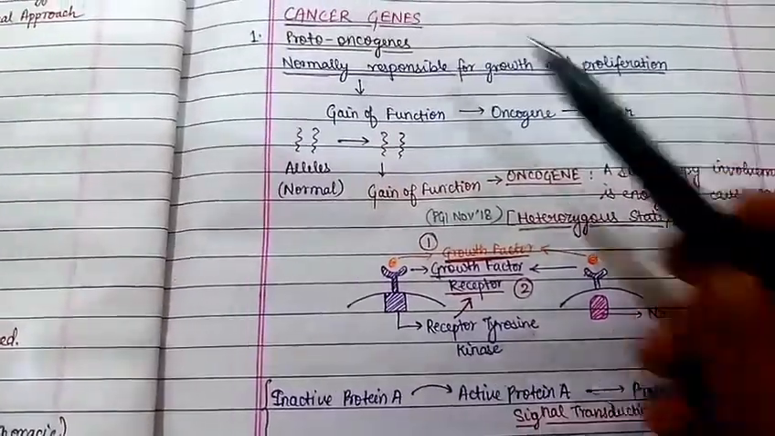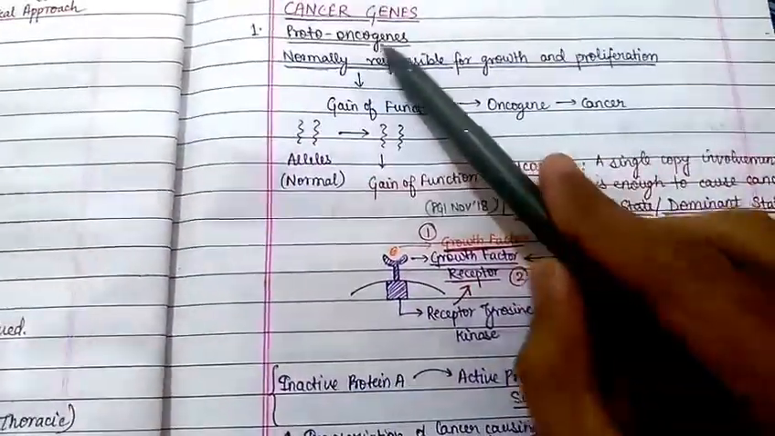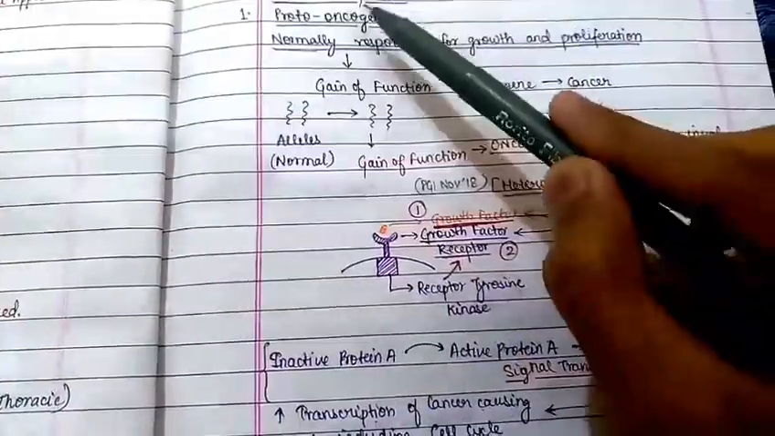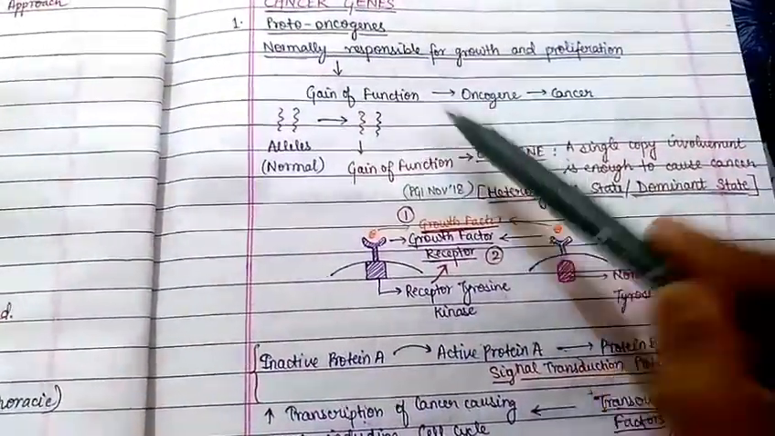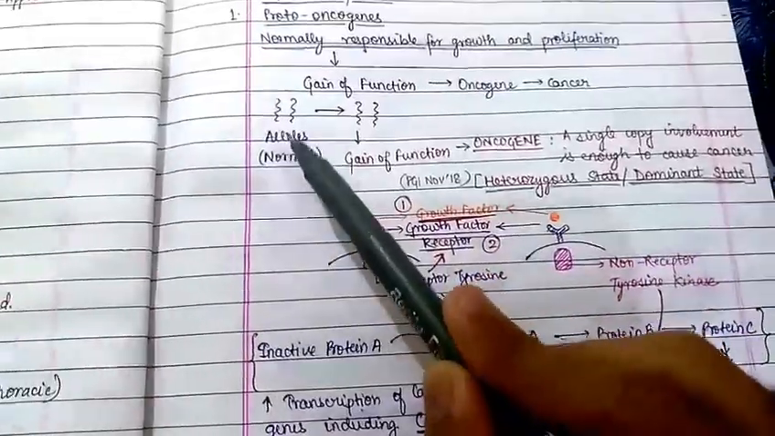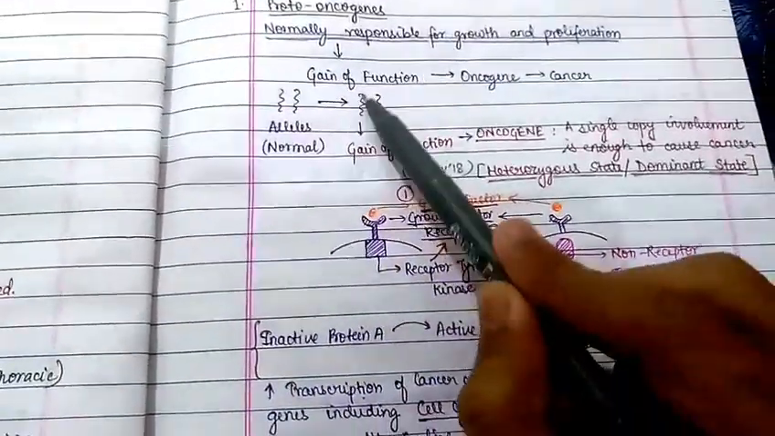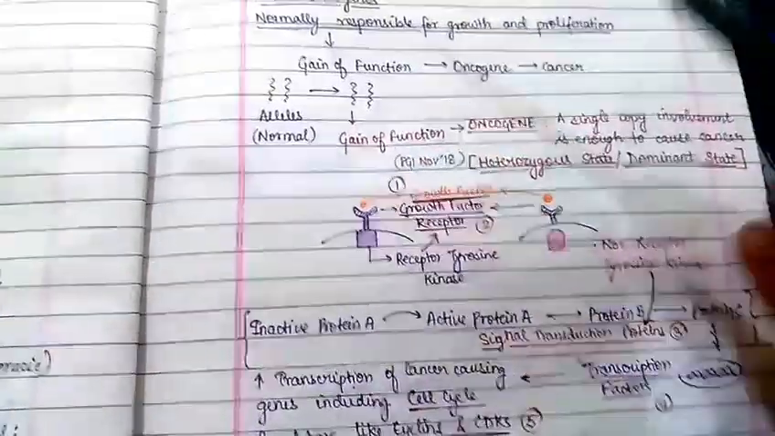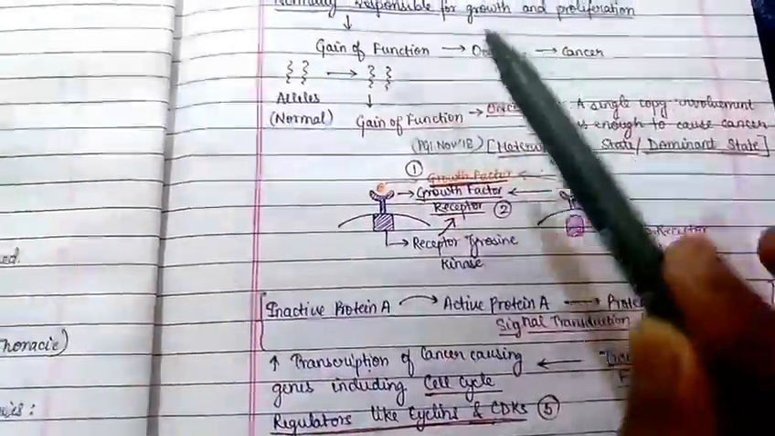Hello friends, so we are going to discuss cancer genes. The first one is proto-oncogenes. These genes are normally responsible for growth and proliferation, but if there is gain of function in proto-oncogenes, they can become oncogenes and there will be cancer. Here these are the two normal alleles. If there is gain of function in one of the alleles, that can create a heterozygous state and it can be an oncogene. Okay, a single copy involvement is enough to cause cancer.